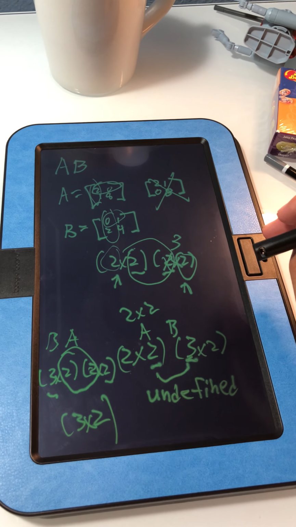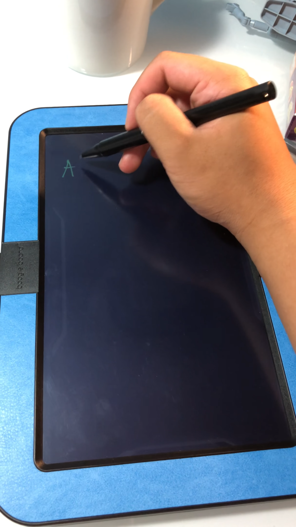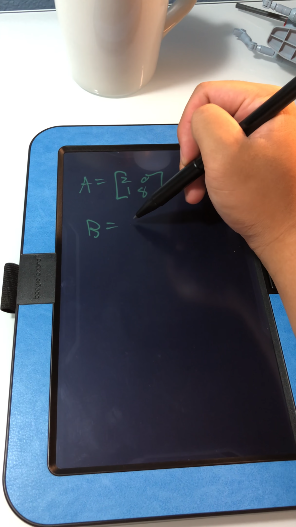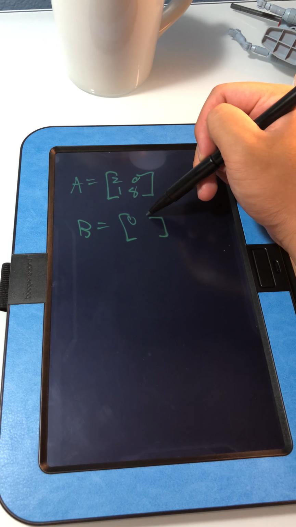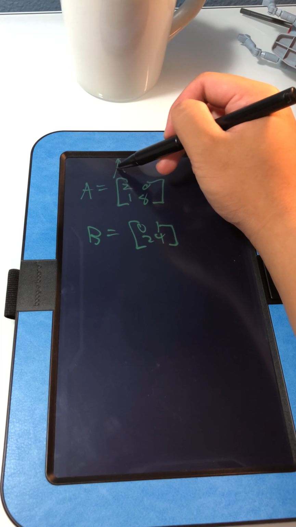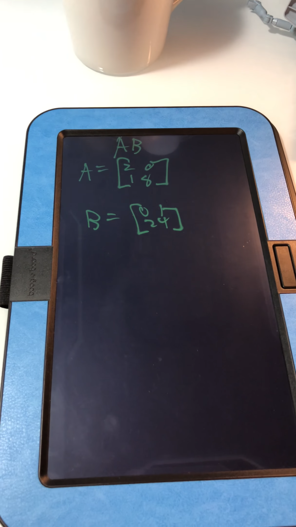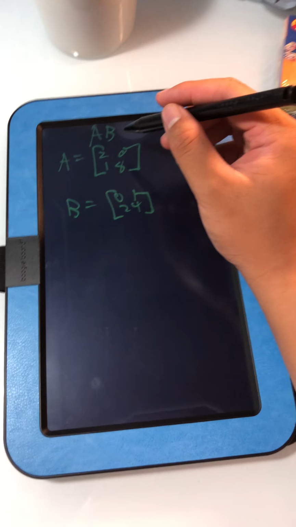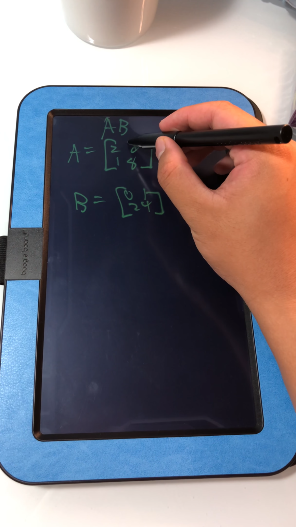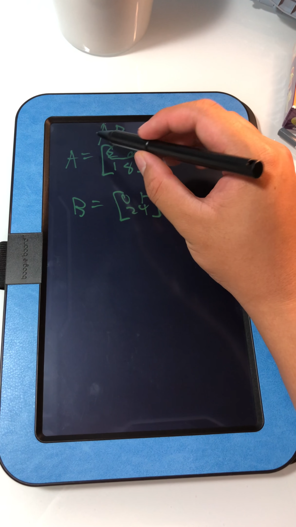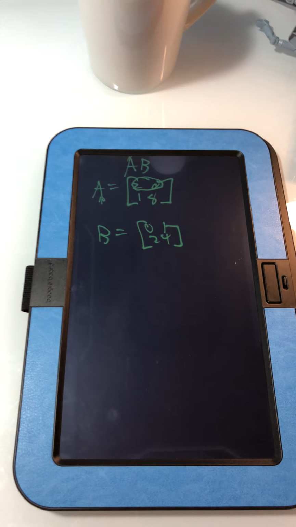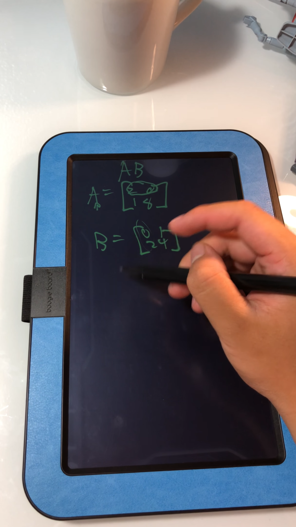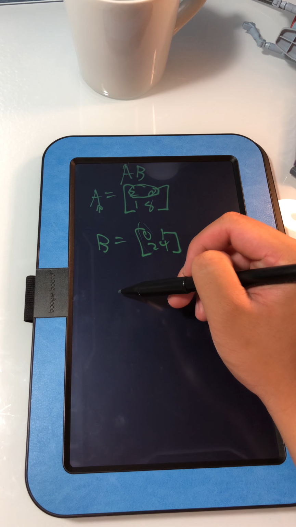Now that that's out of the way, let's do the actual problem. So A equals 2, 0, 1, 8, and B equals 0, 1, 2, 4. And the problem is, what is A times B? Okay, so how do you multiply this out? The way we multiply this out, you take the first row of the first variable and you multiply by the first column of the second variable. So it may be confusing, but you'll see how it works.